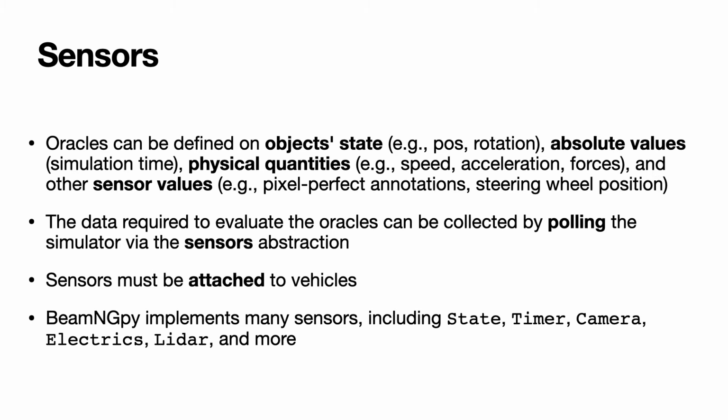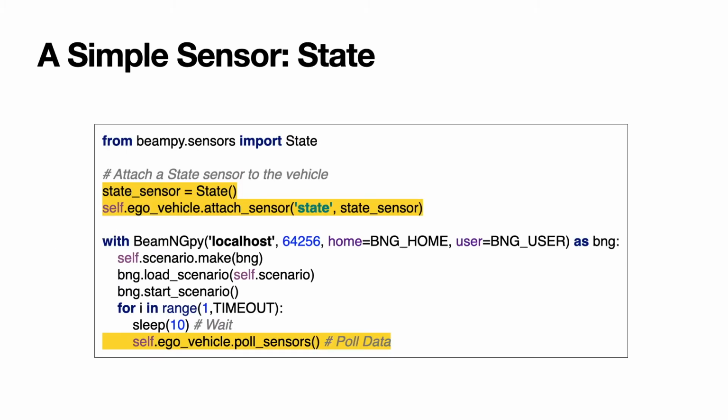So BeamNG.tech provides you this abstraction of sensors of different types: state, timer, cameras, electric sensor, LiDAR, sonar, ultrasonic, just to name a few, that you attach to the car. And when the sensor is attached to the car, then it can be read. And this is what these runtime monitors indeed use.